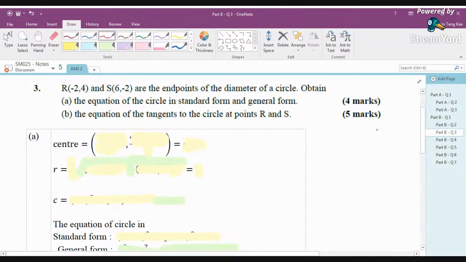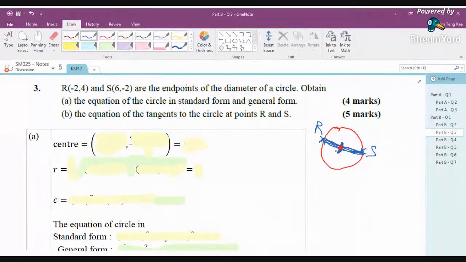What we have is a circle whose equation we don't know. Sure, we have a center. Then we have 2 points, R and S. Let us simply draw the points. Let's say here is R, here is S. When I connect R and S, this is the diameter, which passes through the center. This is the scenario according to the question. Now we want to obtain the equation of the circle, in standard and general form.